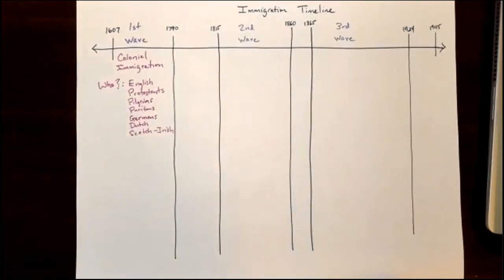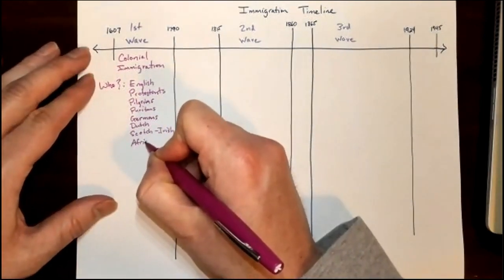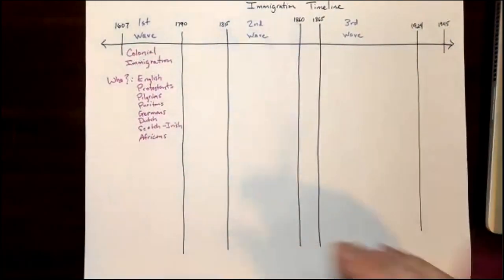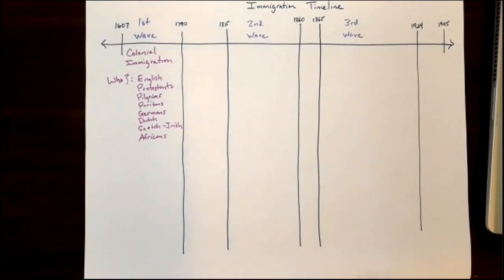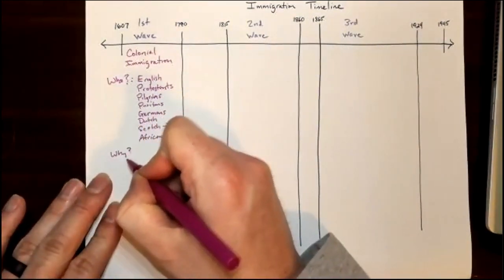All of these groups are settling in the New World. And then maybe most importantly is Africans, because they're kind of an exception to why a lot of these immigrants were coming. So let me explain what was happening at this time period. So we talk about why.